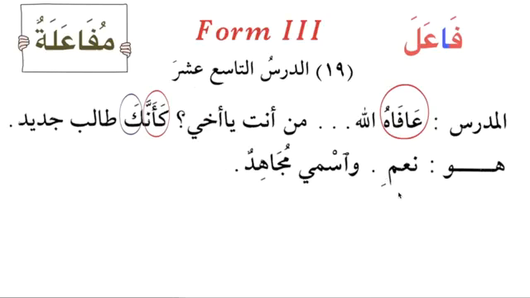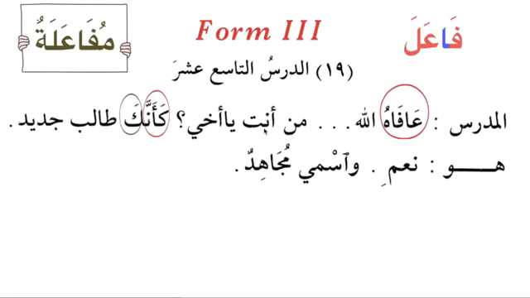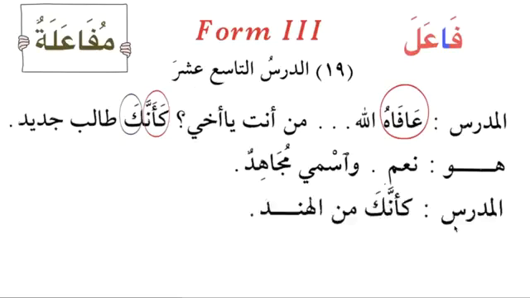And he says, na'am. So yes, wasmi Mujahidun, and my name is Mujahidun. So what is Mujahidun here? Mujahidun is your ism fa'il from jahada, the one who struggles. And again he's saying, ka'annaka min al-Hind. So it is like you are from India. You look like you are from India. Again, ka'anna will have ism and khabar. So ka is the ism of ka'anna, and min al-Hind, jar majroor, is shibhu jumla, the khabar of ka'anna.